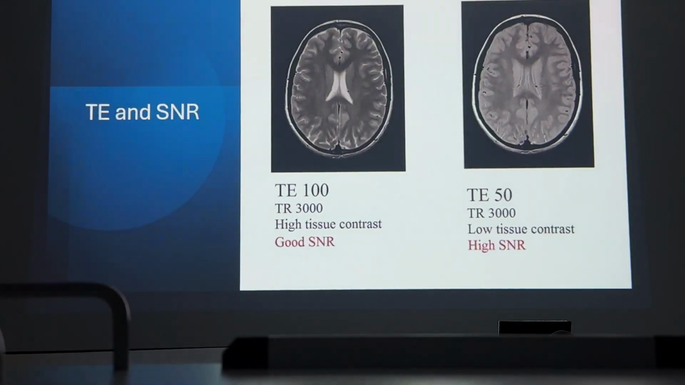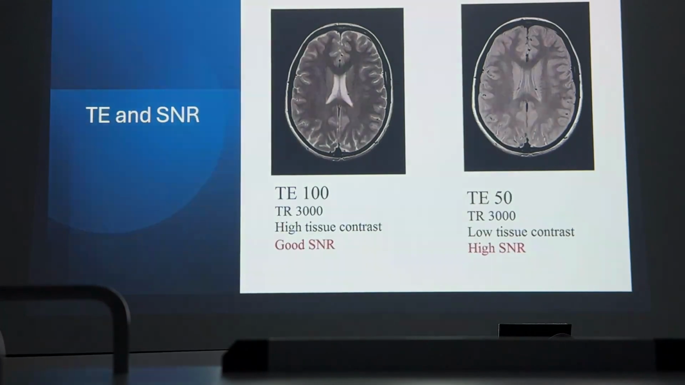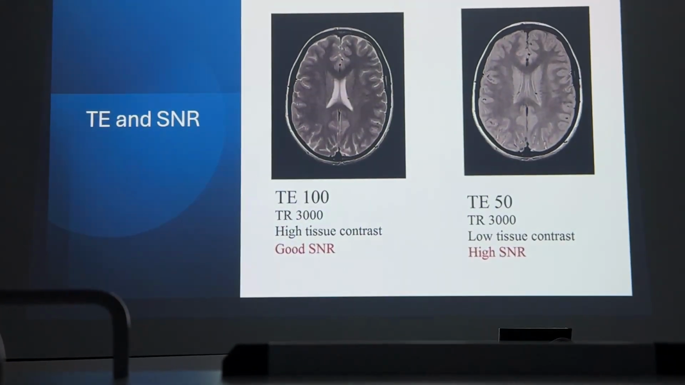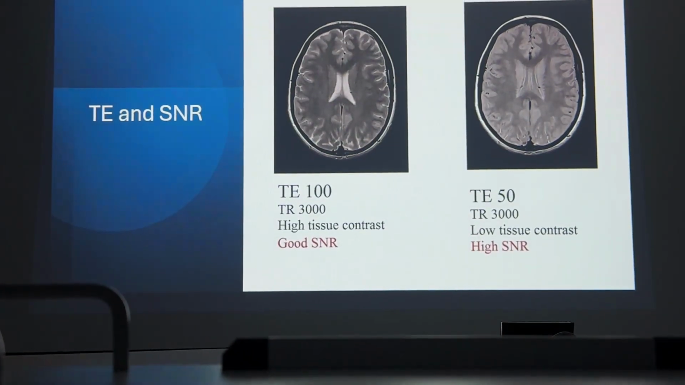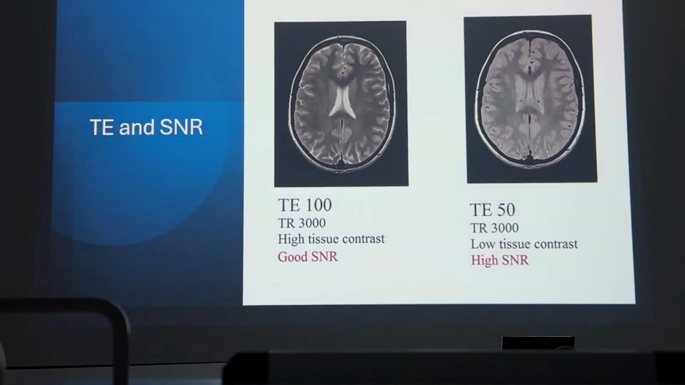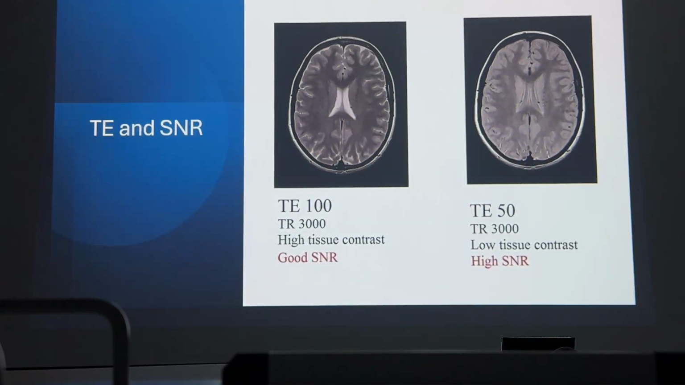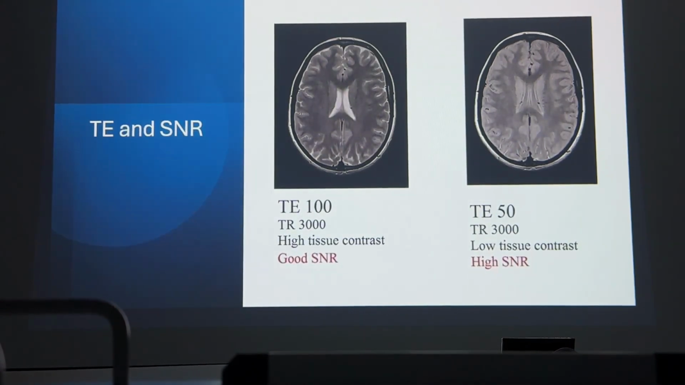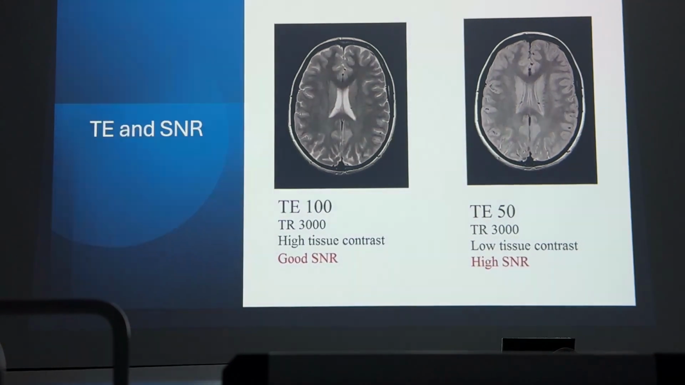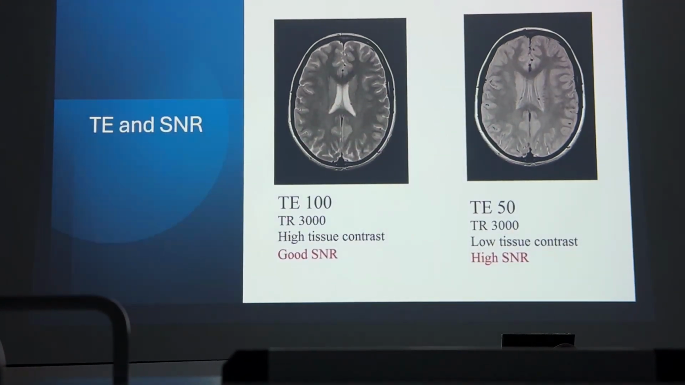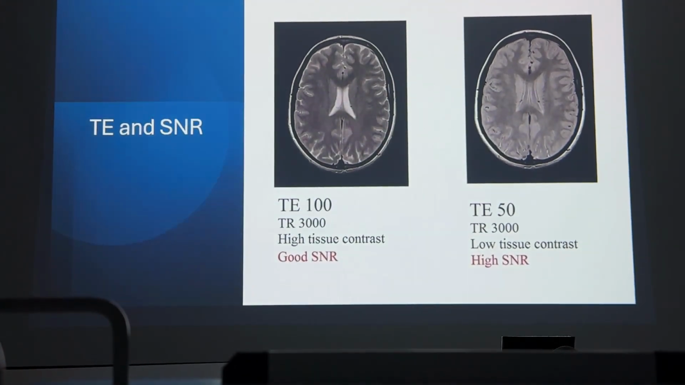is the TE and SNR. We remember that increasing the TE will reduce the SNR. Why? Because while we are increasing the TE, we are forcing the transverse magnetization to decay for longer, with more loss of signal and weakness of signal.